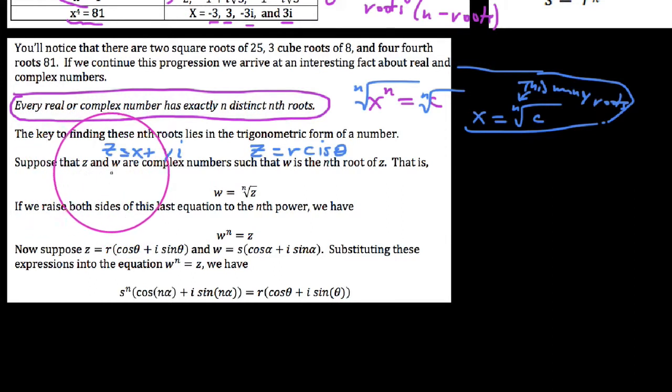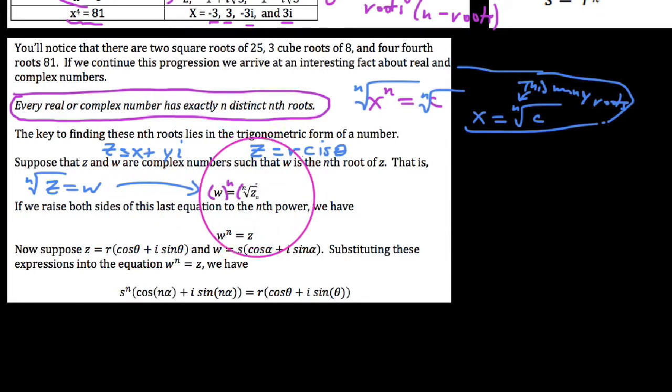Suppose that z and w are complex numbers, and what I can tell you is this: w is the nth root of z. That is, if I were to take z and I were to take the nth root of z, I would get w, okay? And so that's exactly what this is saying here, as a matter of fact. So kind of like, w would be 3 if this was the square root of 9. What I'm saying is if we raise both sides of this last equation to the nth power, the interesting thing that happens here is this.